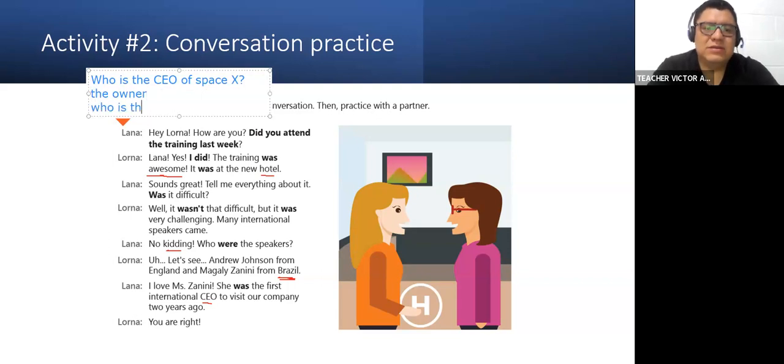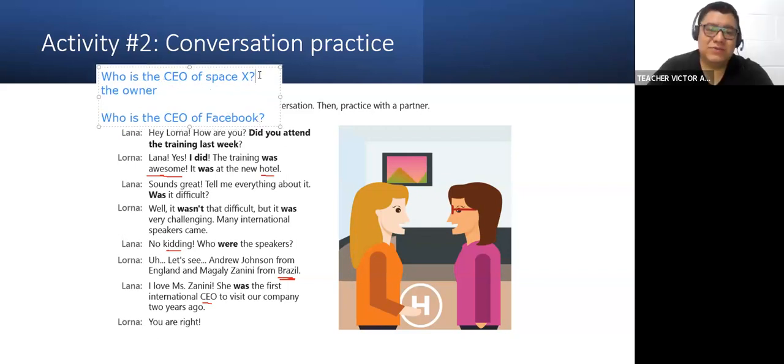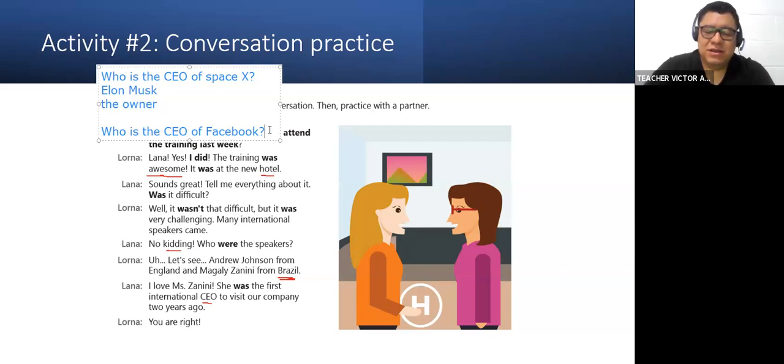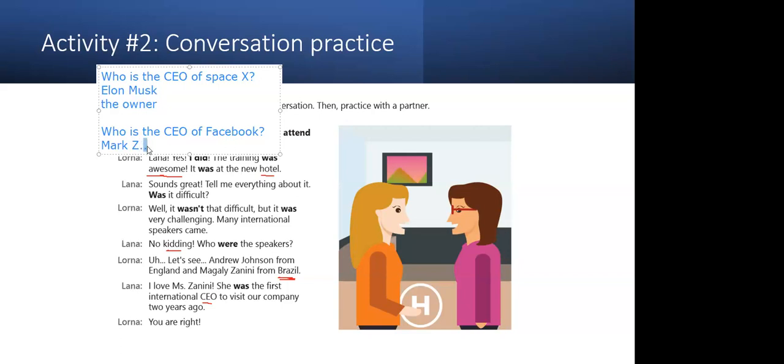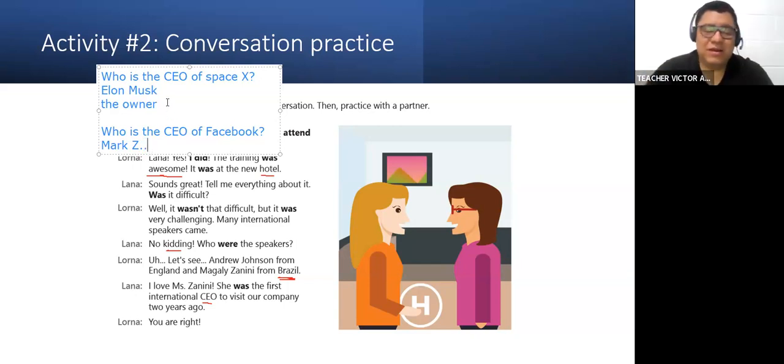Another one. Who is the CEO of Facebook, for example? An idea? Who is the CEO of Facebook? Is Elon Musk? Okay, that's for SpaceX, right? Mark Zuckerberg. That's Mark Zuckerberg, right? I'm not sure about the spelling, but yeah, you know that's his last name, Zuckerberg. Elon Musk is the top. It's the top, the owner, right?